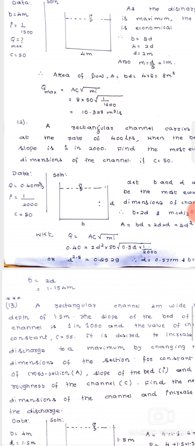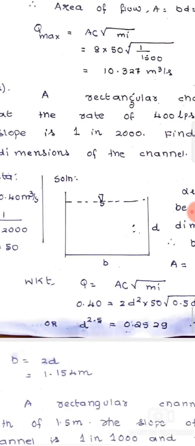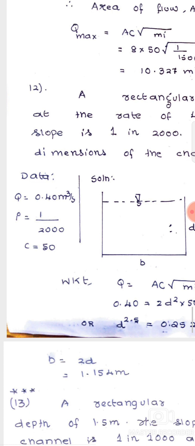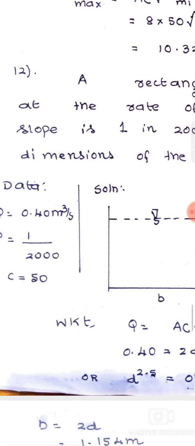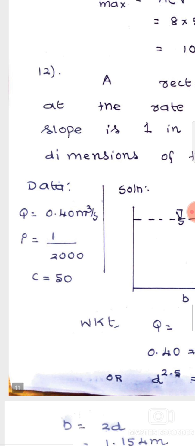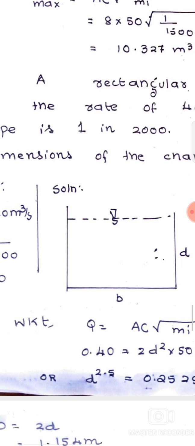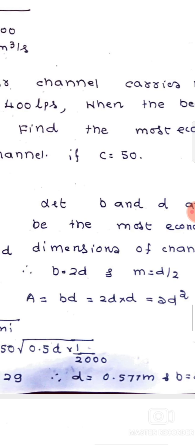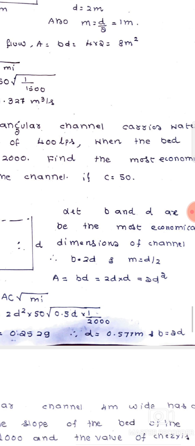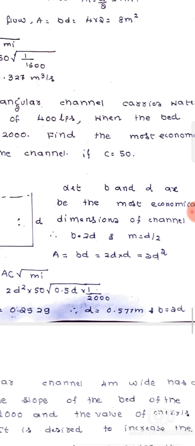To find that, we have to draw the sketch and write down the given data. Q is given as 400 LPS. We know that 1 meter cube is equal to 1000 liters. So if it is 400 liters, then it is 0.40 meter cube, that is 400 by 1000. So Q is equal to 0.40 meter cube per second. Then I is given as 1 in 2000, C is given as 50. Then let B and D be the most economical dimensions of the channel.